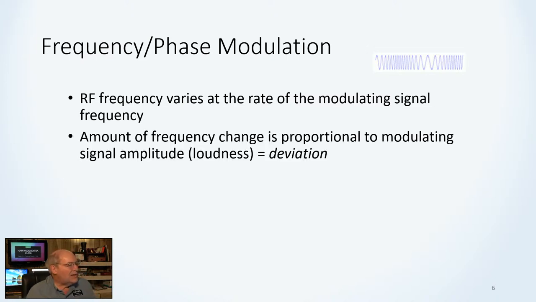So the amount of frequency change is proportional to the modulation signal amplitude or loudness. So the distance that we shift from the carrier frequency is determined by how loud we are. Let's say that I'm just talking in a normal voice here, and I may be deviating at plus or minus 2.5 kilohertz. And if I talk really, really loud, which my voice won't let me do, then perhaps I'm deviating by plus or minus 5 kilohertz.